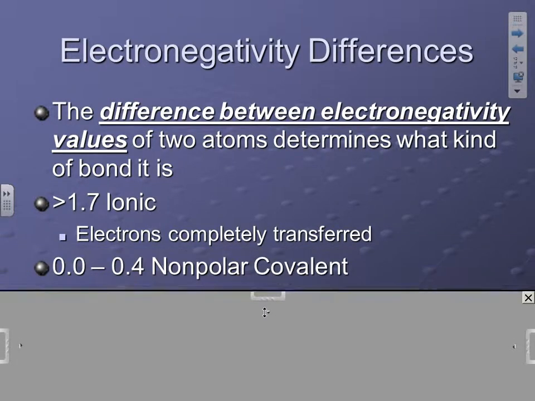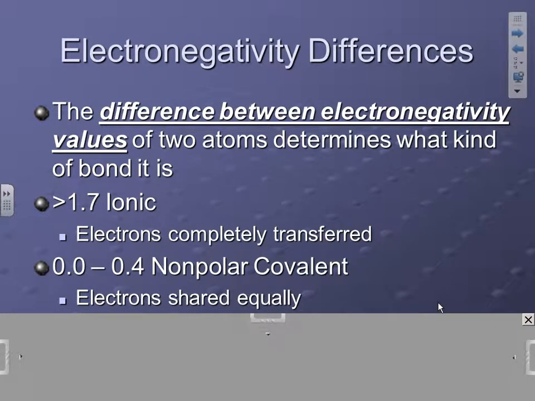On the other end of the spectrum, if our electronegativity differences are between 0 and 0.4, we would classify that bond as non-polar covalent. Non-polar covalent. And that means that because it's covalent, those electrons are going to be shared. In this situation, those electrons are shared evenly because, based on the electronegativity values, there isn't one atom that wants those electrons more than the other atom.